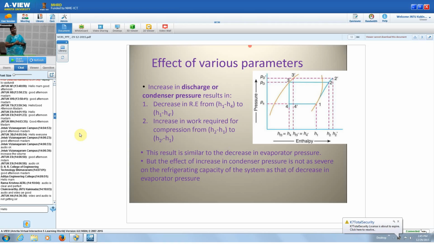Then similarly, let us see. When the discharge pressure of the compressor, or otherwise the condenser pressure, is increased. So the actual cycle is 1, 2, 3, 4. And here the condenser pressure is increased to P naught dash, instead of P naught. So the new cycle here is 1, 2 dash, 3 dash, 4 dash.